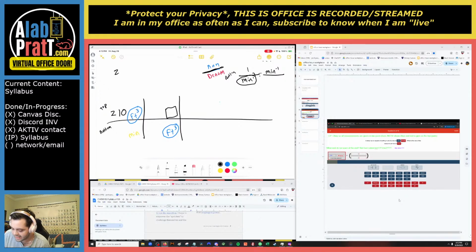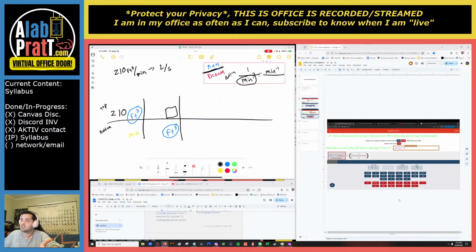We're telling someone, hey, I've got this awesome vacuum, 200 feet cubed per minute, and they're like, no, I want it in liters per second. And so first we're going to deal with the feet cubed part. It is liters, thank you.